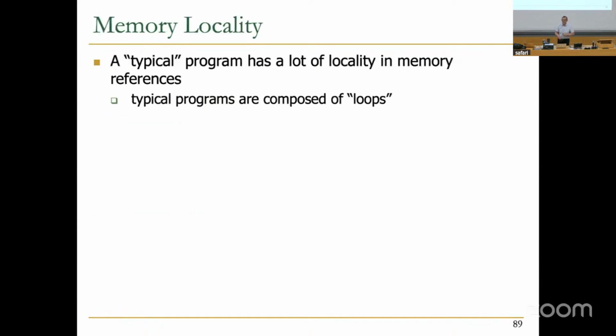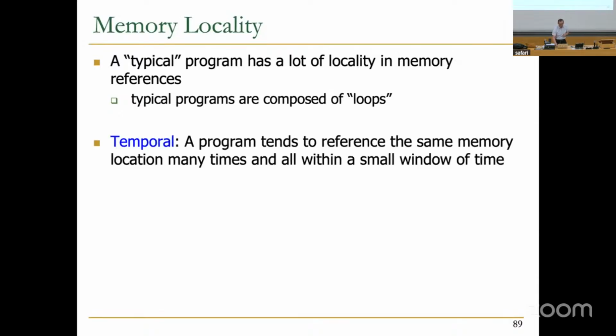But basically, similar to this, memory has locality as well. A typical program essentially has a lot of locality in memory references. I'm going to give you examples of this. Typical programs are usually composed of loops, as we discussed, right? Temporal locality means that the program tends to reference the same memory location many times, all within the same window of time. You have some variable that you need to add to some other variables. So you keep accessing that variable many times because you need to add it to many other variables, right? Hopefully that makes sense, right? So that particular variable is accessed a lot, right?